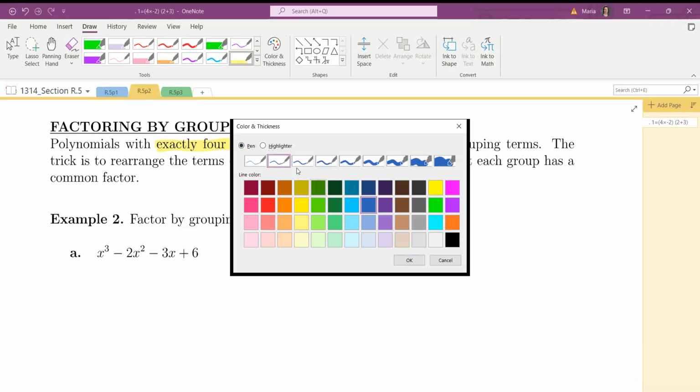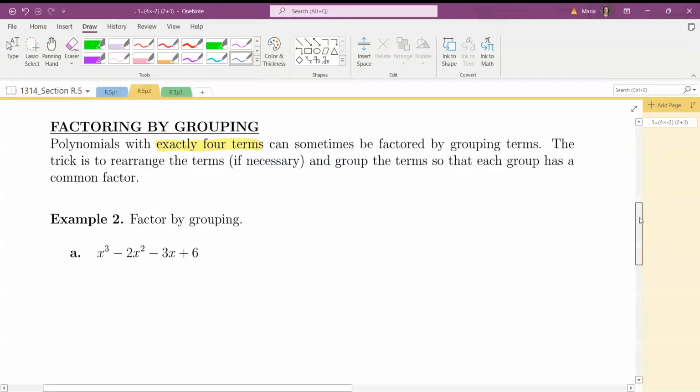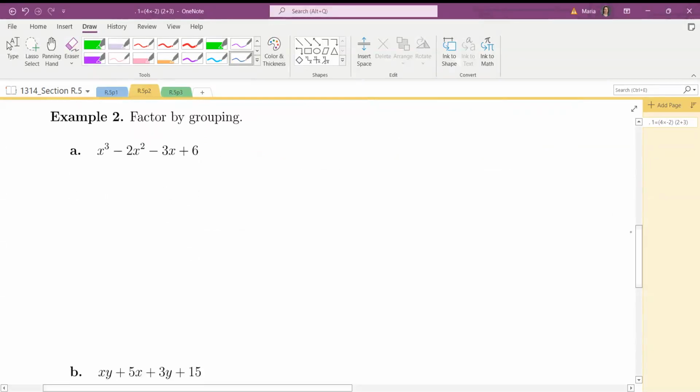So let's go ahead and try this technique out. In example 2, we have 2 different polynomials and we're going to factor both by grouping. Now, you are not always going to be told, hey, factor this polynomial by grouping. But if you look at the polynomial in example A here, it's x cubed minus 2x squared minus 3x plus 6. There's 1, 2, 3, 4 terms. So that should ring a bell in your head that, hey, let me try grouping.